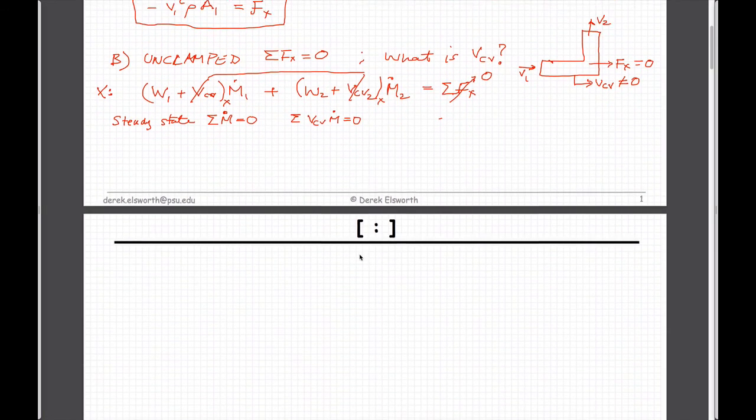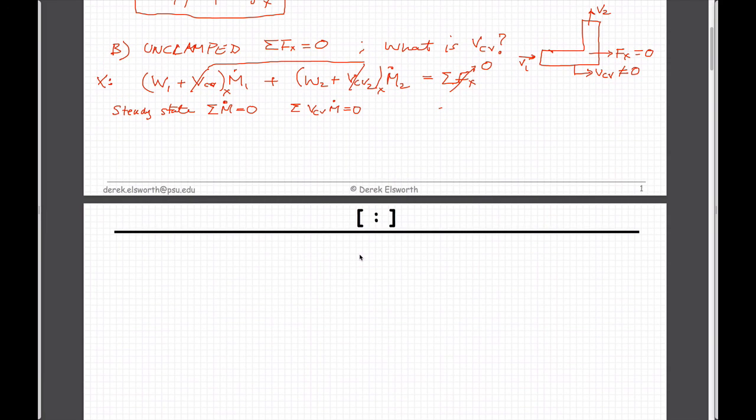So we're still working with the idea of being able to do that. I'm going to move this up so I can do this. So what do we have left? Well, we have left that the relative velocity W1 in the x direction times mass flow rate 1, plus relative velocity at point 2, again in the x direction, times mass flow rate 2 has to equal 0.